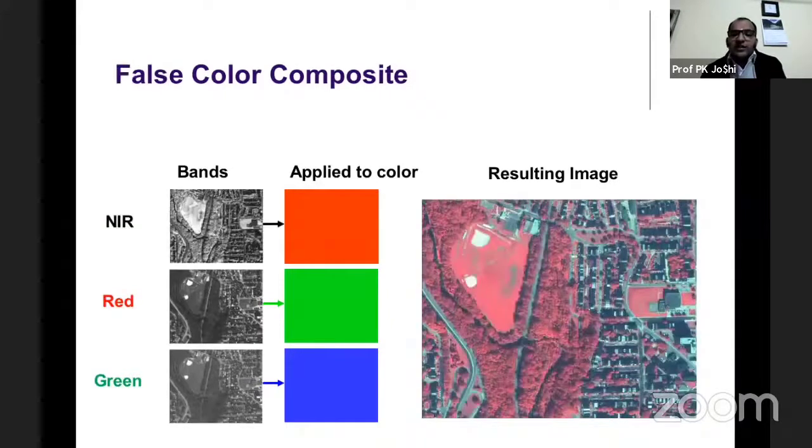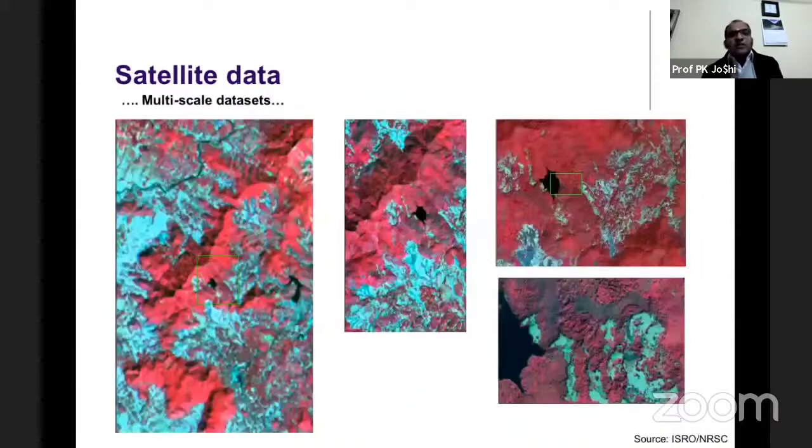So this is what images are: true color composite and false color composite. These are the wavelengths in which data is collected. But when data is being looked at from space, it is able to resolve between the features.